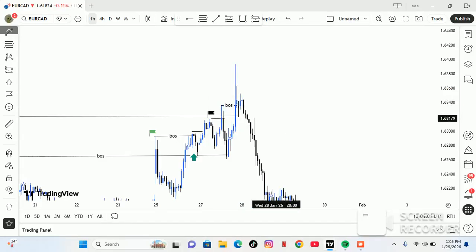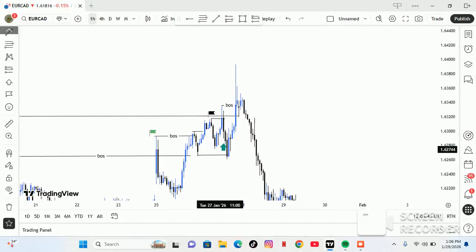Then it broke structure. Can you see? This structure here did what? It gave us a low, then it broke structure. It retraced perfectly and it broke structure. But this one, instead of doing exactly what this one did, it did otherwise. It did not break with full closure of the candle. Instead, it swept, it entered inside, it swept the high, closed inside, then swept this low.